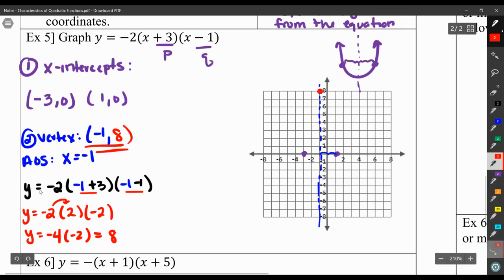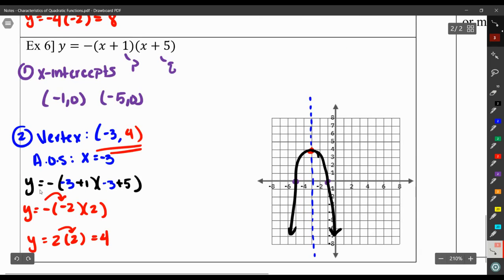Now, you only need 3 coordinates for a parabola, and I have 3. I have the 2 intercepts from the equation and the vertex that I just found. So we don't even need to worry about symmetry anymore. So we're going to draw in our parabola. Pause the video, try example 6.